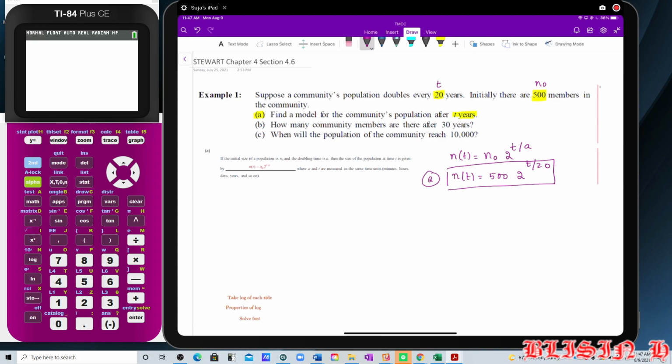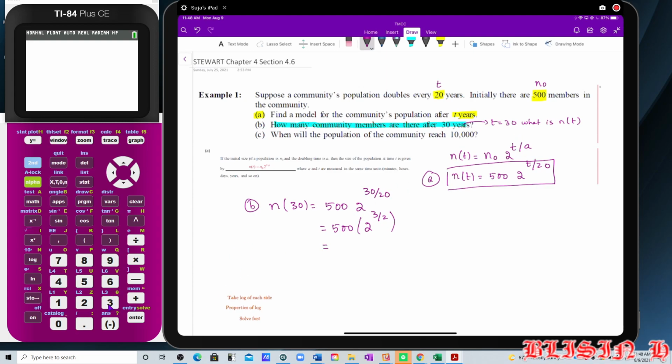Okay. Now for B, the question is asking how many community members are there after 30 years. So in other words, when t is 30, what is n of t? I need to find the value of n of 30. So 500 times 2 to the power of 30 divided by 20. If I want to simplify further before putting it in my calculator, I can write it as 3 over 2. I can keep on simplifying if I want to, but since I need a number, I will use my calculator.